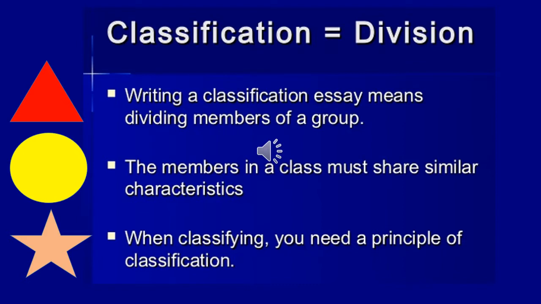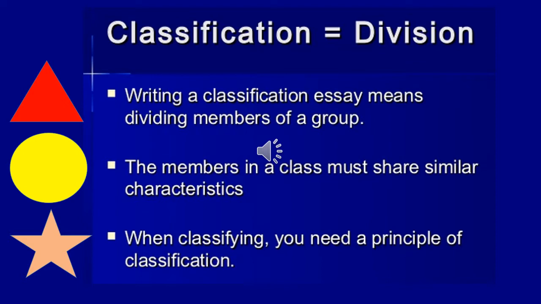The key thing to remember, look at the star, is when you are classifying, you need a major principle of classification. You have to define the classes that you're writing about. So to write a classification essay, before you start dividing members to the right or to the left, or too big or too small, or too red or too yellow or too brown, or whether it's a pyramid, a circle, or a star, you have to define what these groups are.